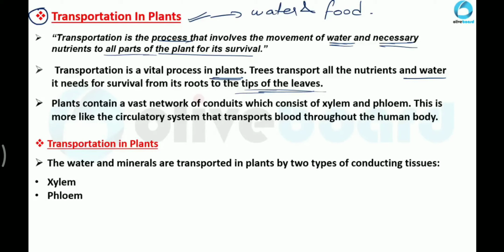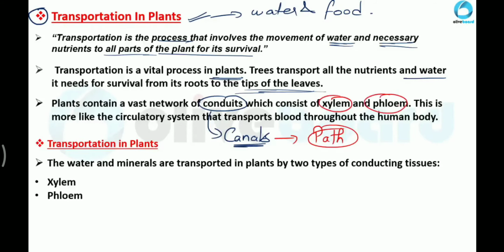Plants contain a vast network of conduits. What is the meaning of conduits? In simple terms, it means canals, and you can also say path. So a plant contains a vast network of canals which consist of xylem and phloem.